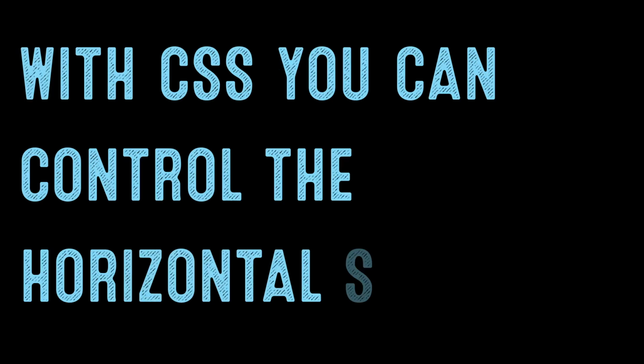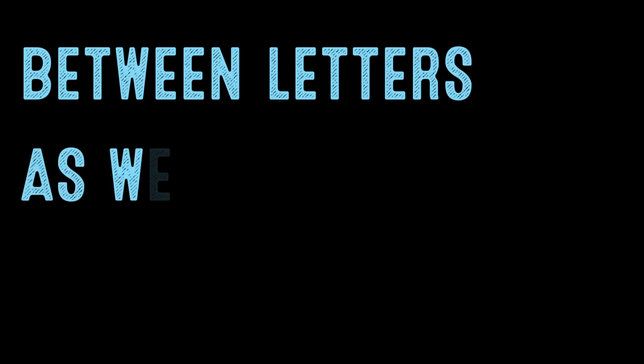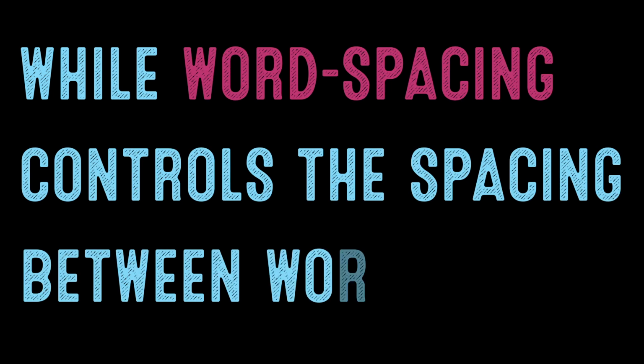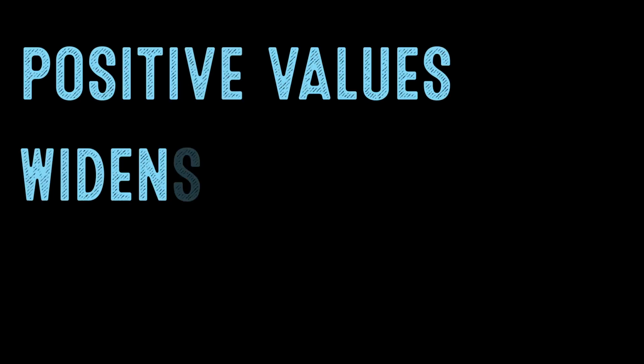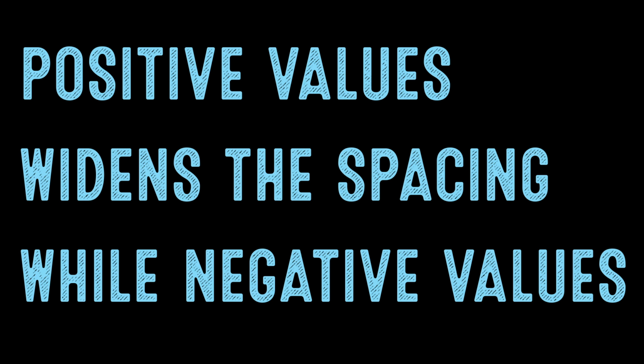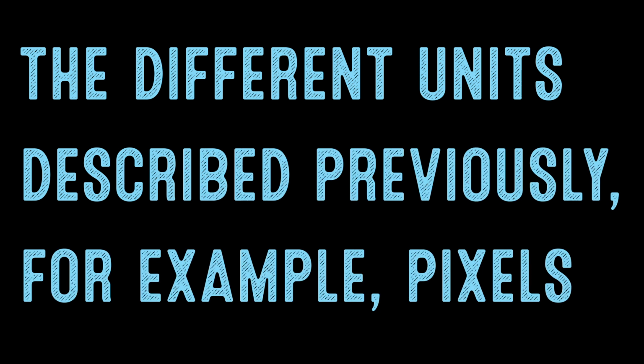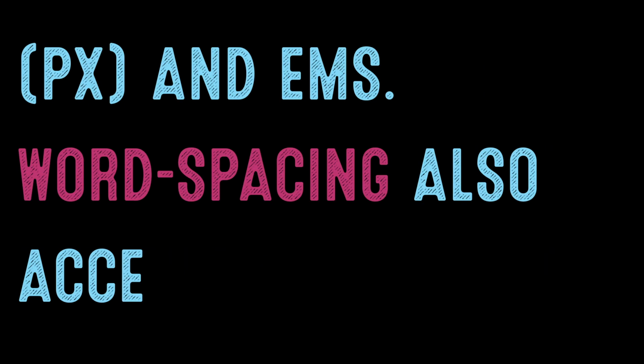The Daily Code Snippet. With CSS, you can control the horizontal spacing between letters as well as between words. Letter spacing controls the spacing between letters, while word spacing controls the spacing between words. Positive values widen the spacing, while negative values tighten the spacing. Both properties accept lengths in the different units described previously, for example, pixels and ems.